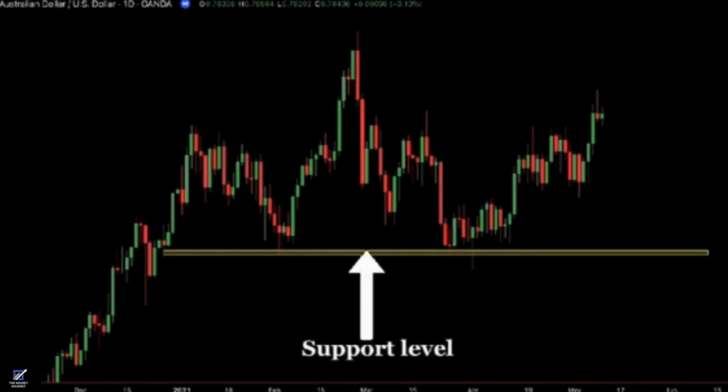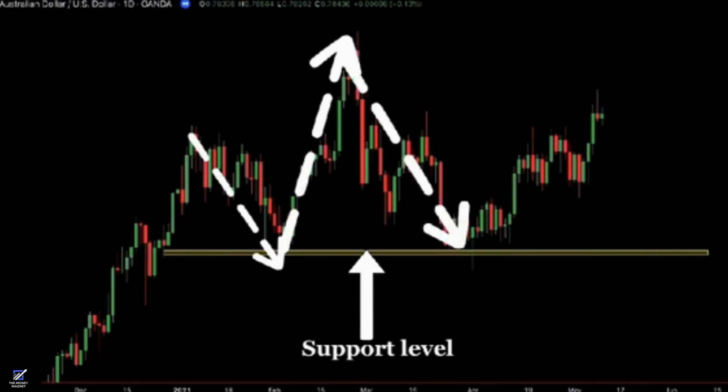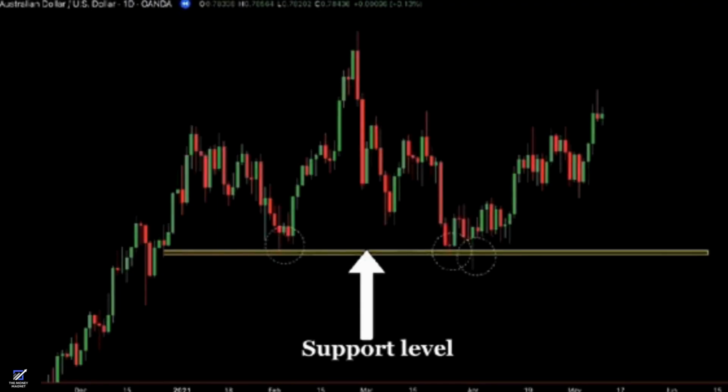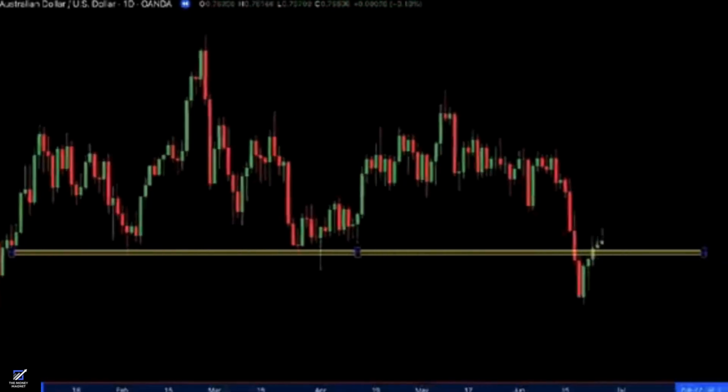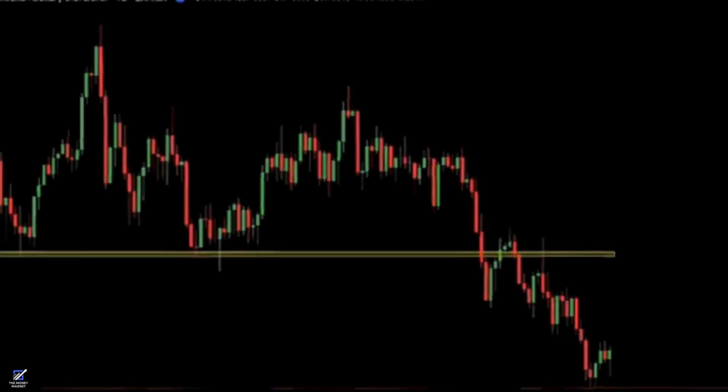Support is a price level where the market stops falling and bounces back up. It represents an area where buyers step in, preventing the price from going lower. When price reaches support, it often reacts by reversing or slowing down before making its next move. A support level forms when price touches the same area multiple times and fails to break below it. If price eventually breaks through a support level, that level can turn into resistance.